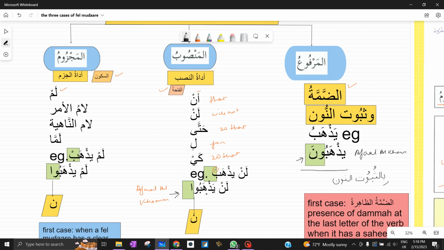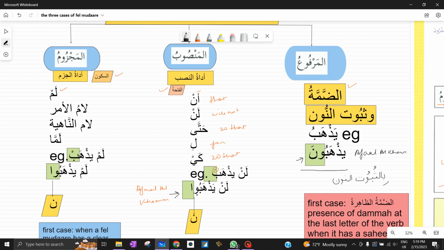And in case of this afalul khamsa where noon is deleted, what will you write? You will say fail mudare mansubun. This is for mansub case. Fail mudare mansubun wa alamatu nasbihi. Now you can't put a fatha because it is from afalul khamsa. It carries noon, and when the noon is deleted, only waw is left. Waw al jama is there.